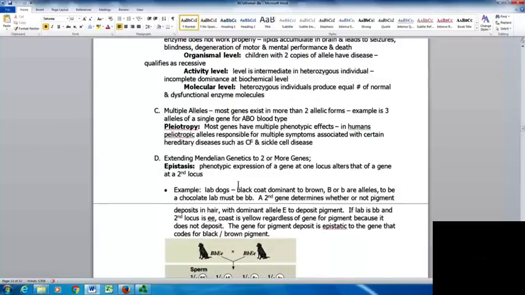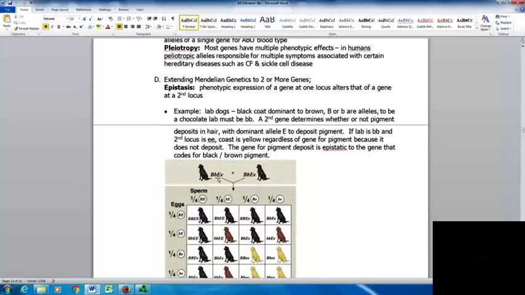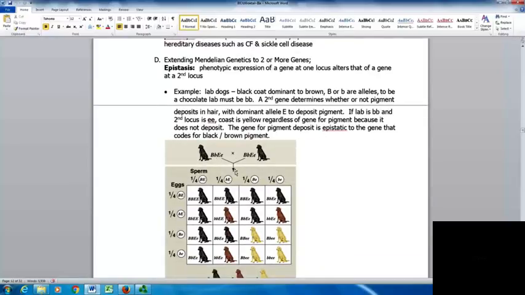With epistasis, you have phenotypic expression of a gene at one location, alter that at a second location. Classic example here is with lab dogs. A black coat is dominant to the brown coat, so big B is going to code for the black coat, small b for the brown coat. Those are your possible alleles. In order to get a chocolate lab, you have to have 2 small b's. There's a second gene that's going to determine whether or not they're going to deposit the pigment in their hair. The dominant allele says deposit pigment. The small e is going to say don't deposit pigment.